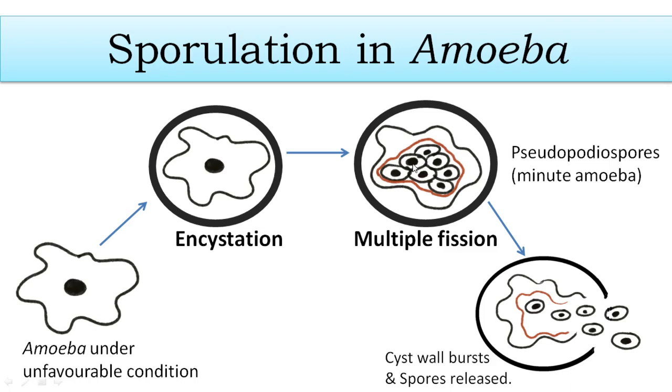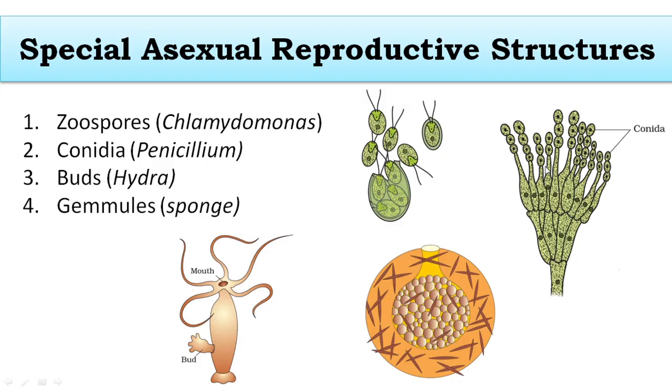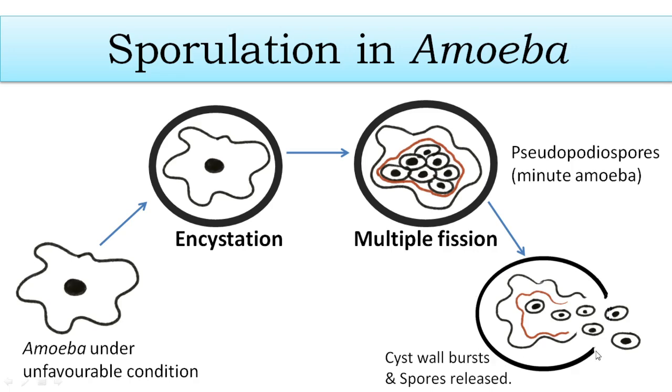The amoeba divides multiple times inside the cyst, so it is called multiple fission. This gives rise to small, minute amoebas, which are called pseudopodiospores, or simply spores. And what happens later on? The cyst wall bursts open and the spores are released, and each spore will become a new individual amoeba. This is called sporulation.